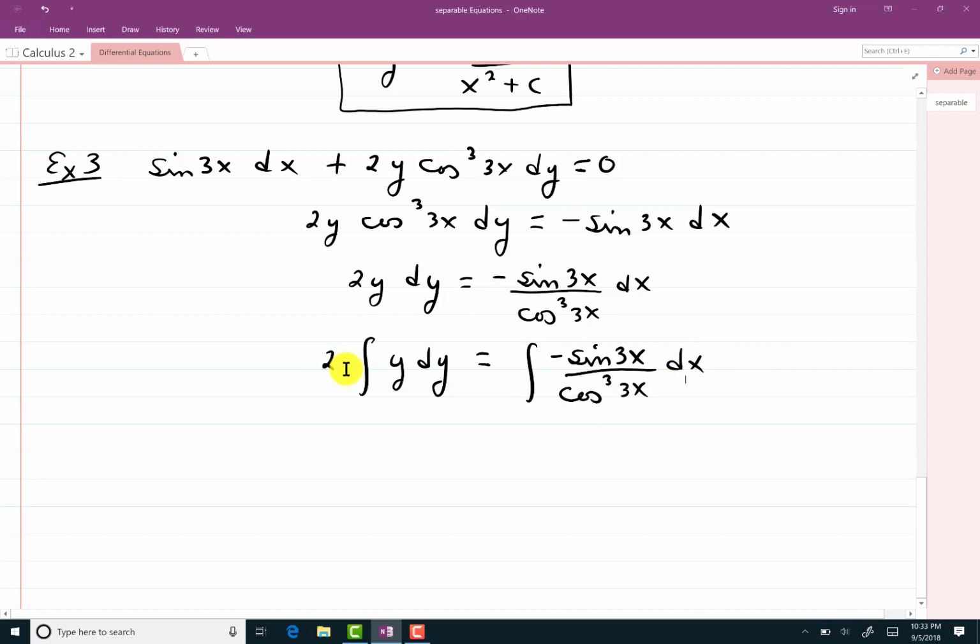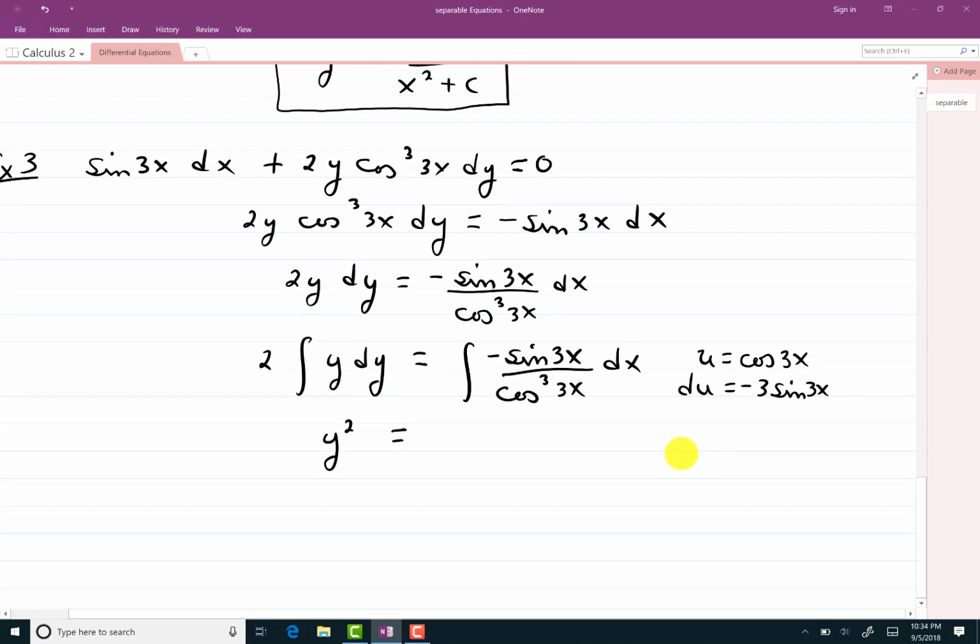Here, the left side is easy. The integral of y is going to be y squared over 2. I'll be able to cancel the 2's, and I'll get y squared. Remember, I'm going to throw my constant in the right side. Now on the right-hand side, I can use a u substitution to accomplish what I want. I can do u equals cosine of 3x, and then du equals negative 3 sine of 3x dx.